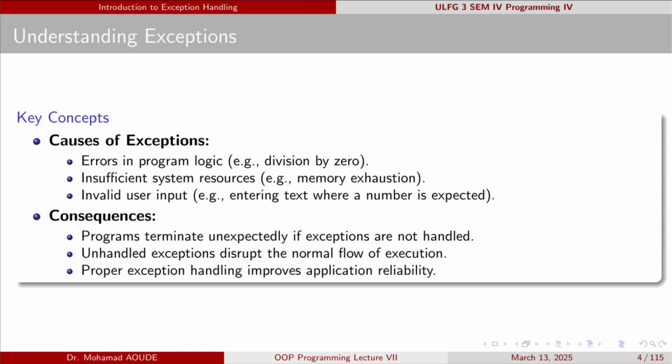Let's look deeper into causes and consequences. Causes can be logic errors like dividing by zero, memory issues, or bad user input. Consequences include program crashes and corrupted user experiences. Handling exceptions means we take control of failure scenarios and ensure our application behaves predictably, even when something unexpected happens.